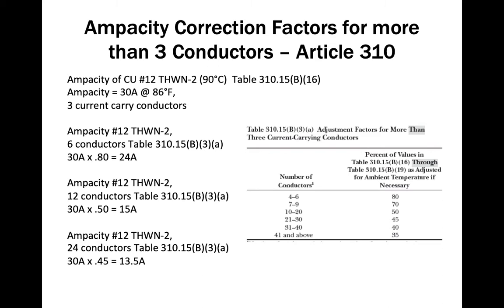So I have to be mindful of this as I increase the number of conductors in a pipe. Either I have to derate the conductor I thought I was going to use, or upsize to a larger conductor to get my 30 amps from point A to point B, or however many amps I need to get from point A to point B.